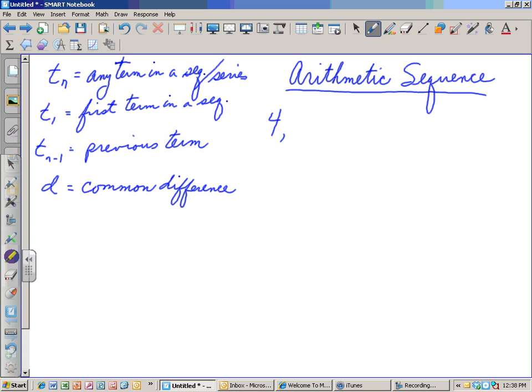Now we're not talking about a series. We're not going to find the sum. It's just a sequence of numbers. 4, 9, 14, 19. Right? That's an example of an arithmetic sequence. Here's another one.